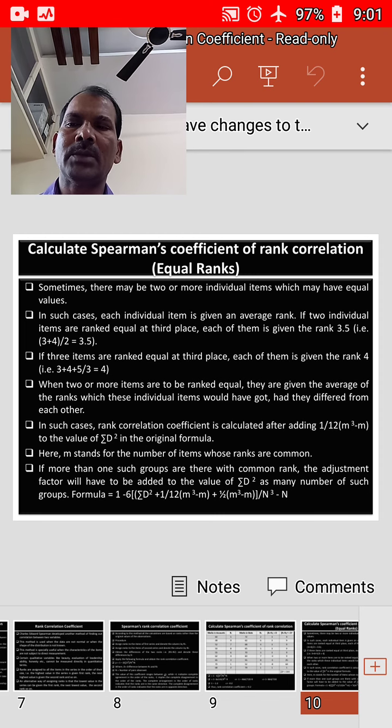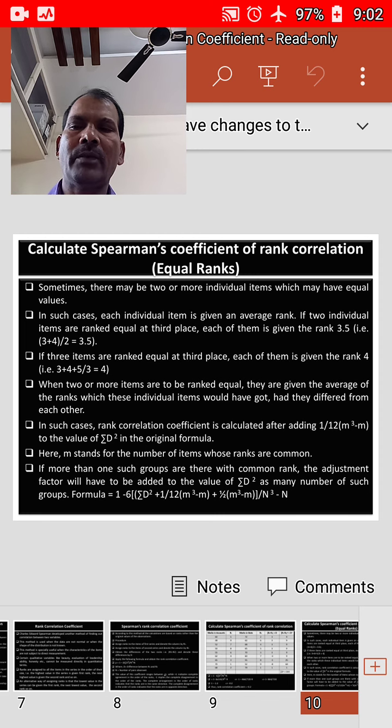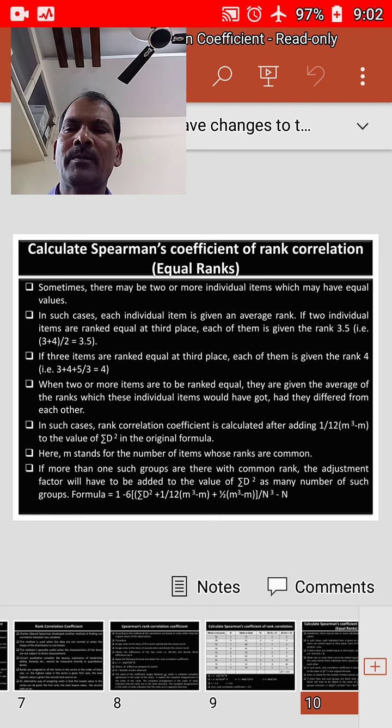If 3 items are ranked equal at third place, each of the items is given the fourth rank. For example, third place value is same, fourth place value is same, fifth place value is same. Hence we need to add all these, 3 plus 4 plus 5 by 3, that is fourth rank is given. In other words, when two or more items are to be ranked equal, they are given the average of the ranks which these individual items would have got had they differed from each other.